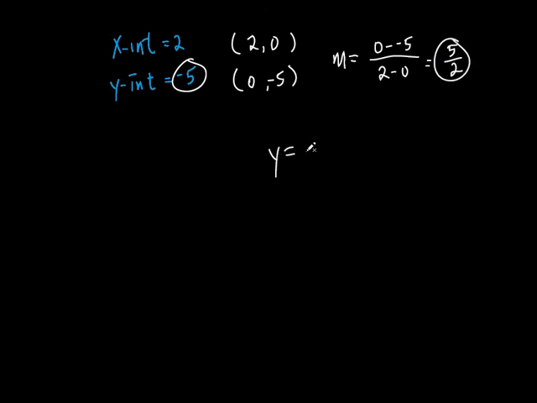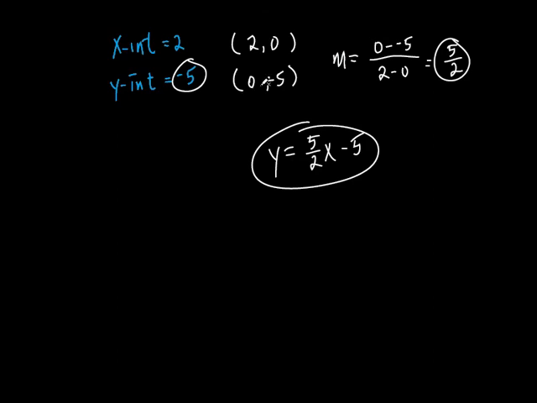So now you can put it all together. It's y equals m, which is 5 halves x, and then the b is minus 5, and there it is. It's simple now, isn't it? Once you understand what the x-intercept is and the y-intercept.